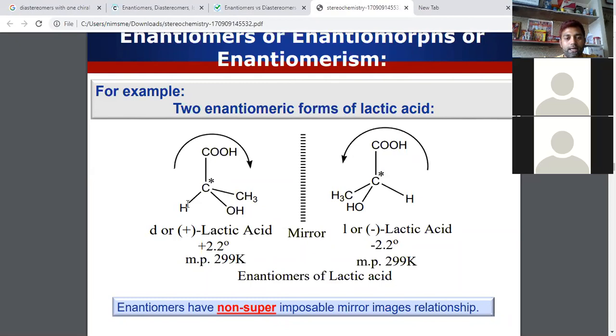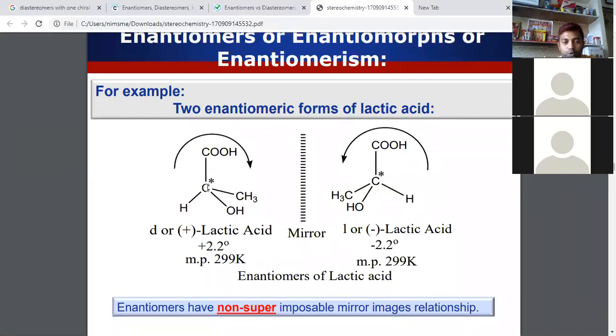So this is lactic acid, this molecule, okay, and there is a mirror, and this one is the mirror image. If we want to draw the mirror image, the methyl group bonding will be close to this one. Similarly, this one will come here. This hydrogen bond will come here, and this will remain the same, okay. Now, this is the mirror image.